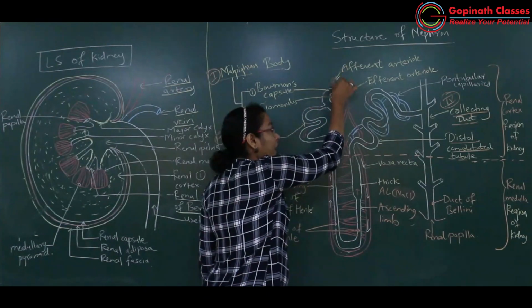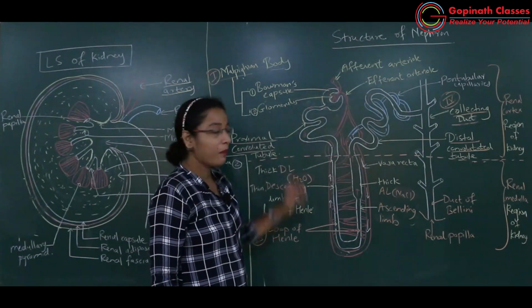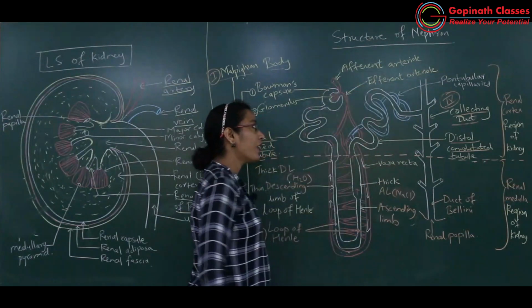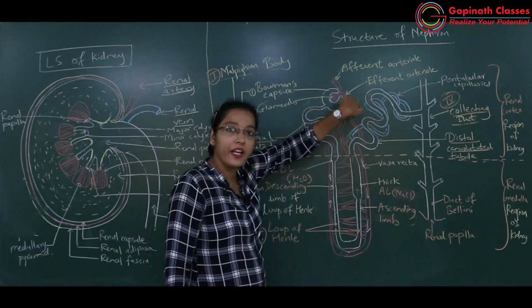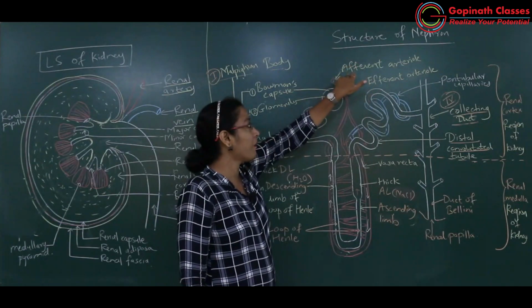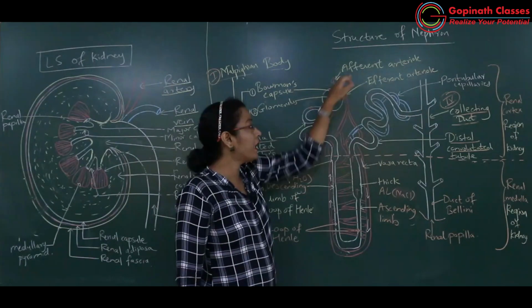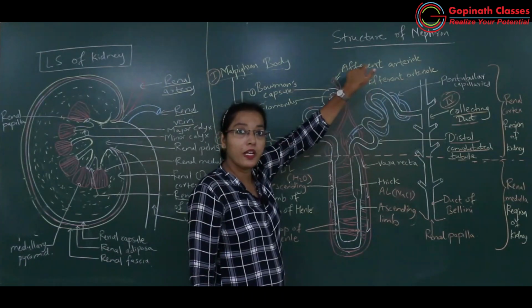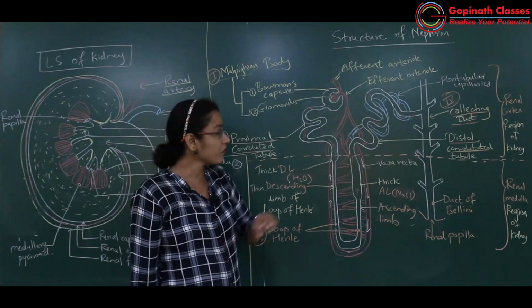So the amount of blood going into the blood capillaries is more, but these blood capillaries unite to form the efferent arteriole. The efferent arteriole has a smaller diameter, so the volume of blood will be less in the efferent arteriole as compared to the volume of blood in the afferent arteriole. So blood pressure will increase in the efferent arteriole as compared to the blood pressure in the afferent arteriole. Got it? Did you understand?